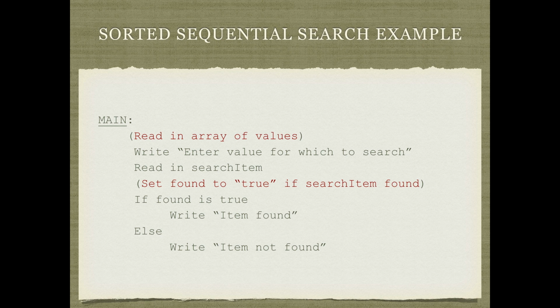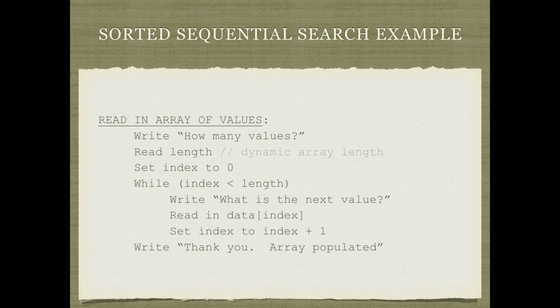So reading in the array of values, that will be its own module, and then we prompt the user for the value that we want to identify, and then actually perform the search, and if the value is found, then we give the appropriate response. If it's not found, then we give that response. Now, reading in the array of values, very basic little mini algorithm here. Ask the user how many values they want to provide. And then here we have what is called a dynamic array length.